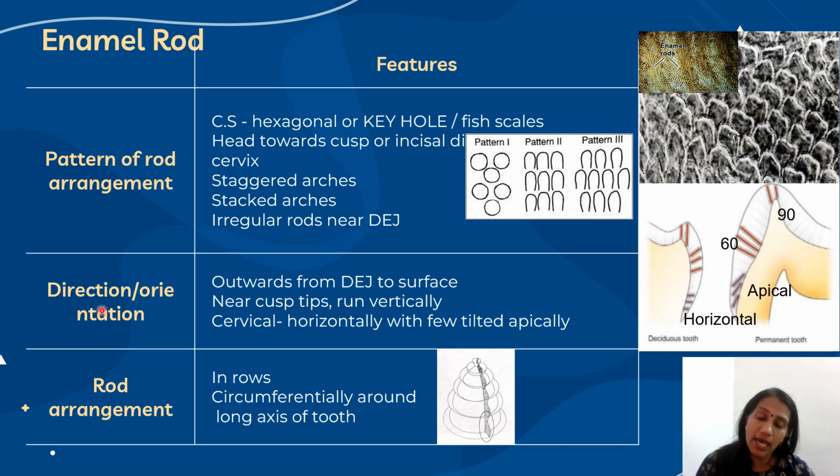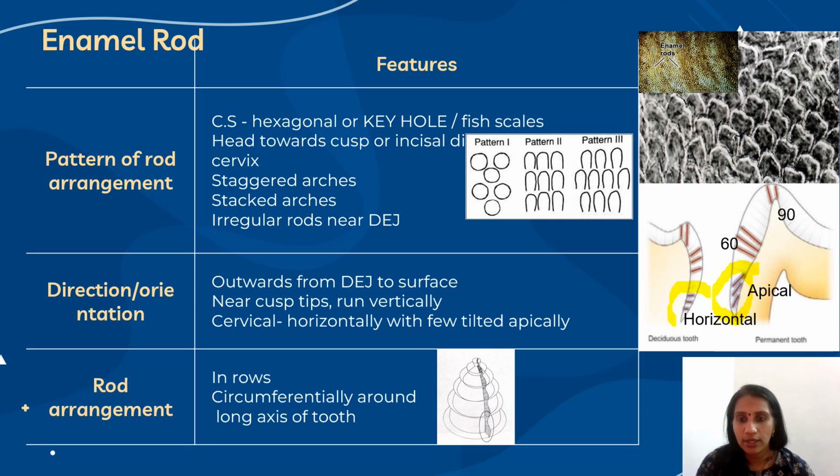And when looking at the direction of enamel rods, it usually runs from the dentino-enamel junction to the surface. At the cuspal area, it is almost vertical, so almost 90 degrees at the cuspal tip. Towards the mid portion of the crown, it becomes oblique. And as you go towards the cervical region, there is a slight difference in the orientation of the rod in deciduous dentition and permanent dentition.